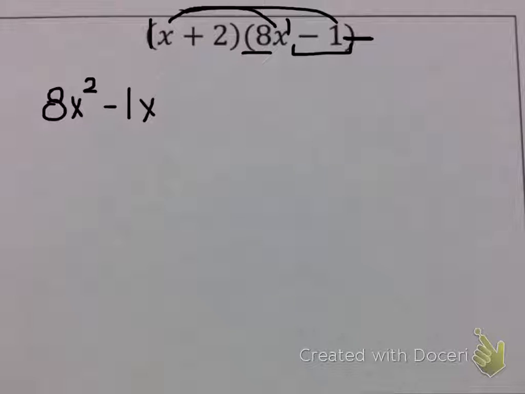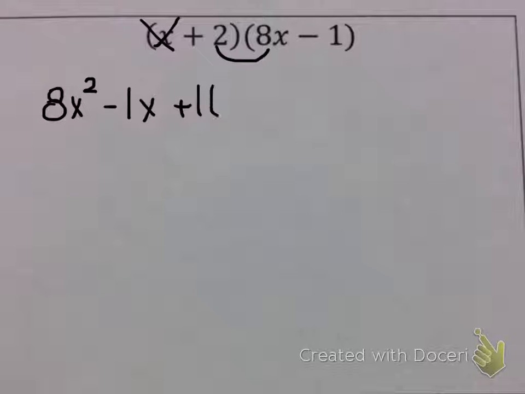So now we are done with that x. We are going to go over to the 2. We're done with the x, so we don't need to look at it anymore. We're going to distribute this 2 to this 8x. 2 times 8 is 16. So plus 16x, because this isn't connected to anything. Then we're going to distribute the 2 to the negative 1. So 2 times negative 1 is a negative 2.